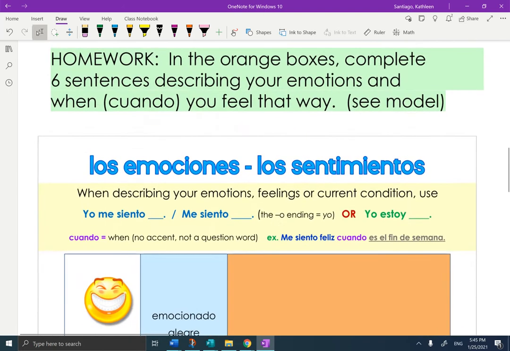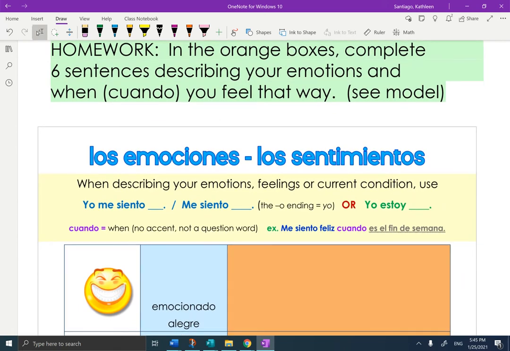Las emociones, los sentimientos. When describing your emotions, feelings, or current condition, use me siento, yo me siento, or me siento. Because of the o on siento, we know that it's in the yo form, or you can start with yo estoy. Cuando, without an accent mark, is just the word when. It's not a question word. So we're going to work on the sentences so that it says, me siento feliz cuando es el fin de semana. We're going to go over this again at the end when we're finished with writing the notes, because I want to do at least one with you so you understand the homework.